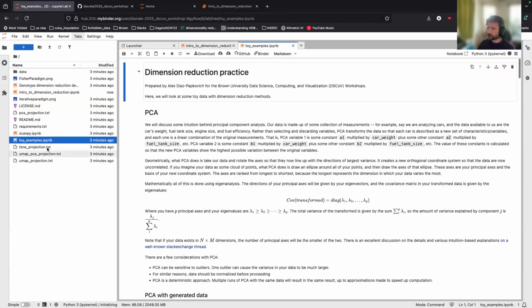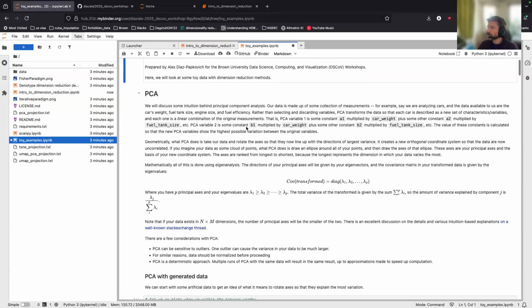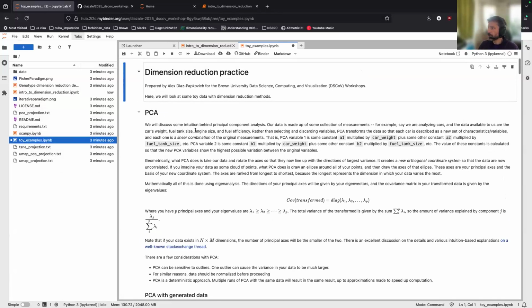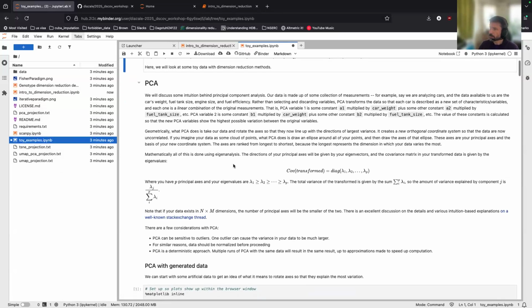All right, so there's a notebook in here. It's toy examples, and this one uses toy data. We're going to run through it and look at PCA, t-SNE, and UMAP and how they work with different methods. There's a whole preamble here that I have on how PCA works.